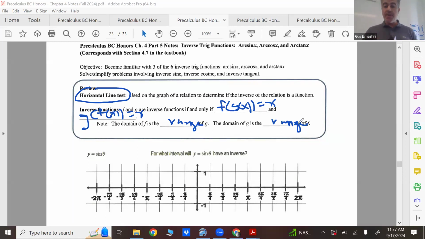Now, let's look at the graph of sine. We know this, right? Actually, I want to switch to a different color. New color, pink.